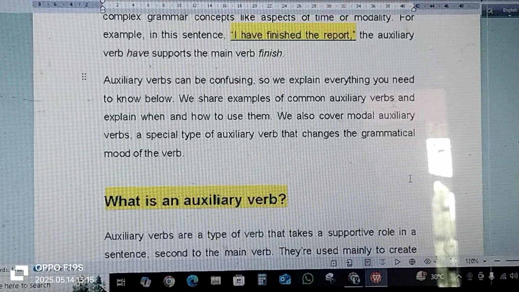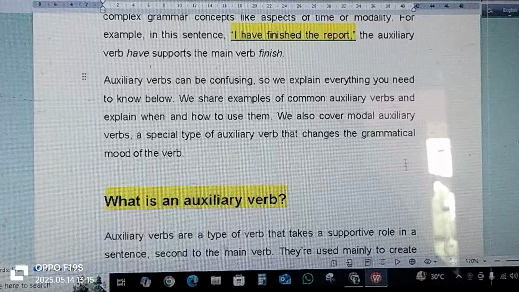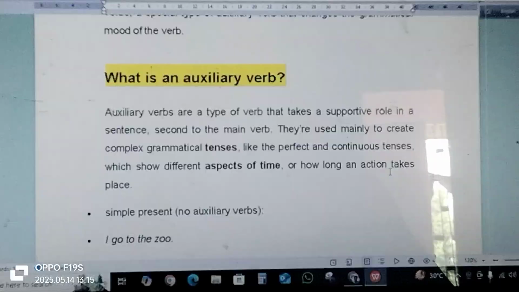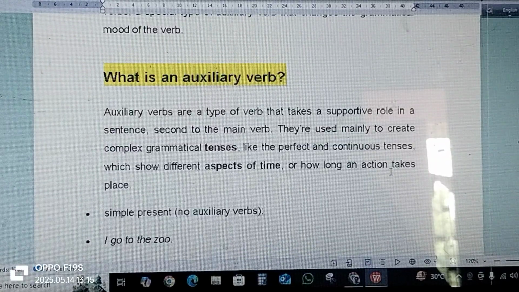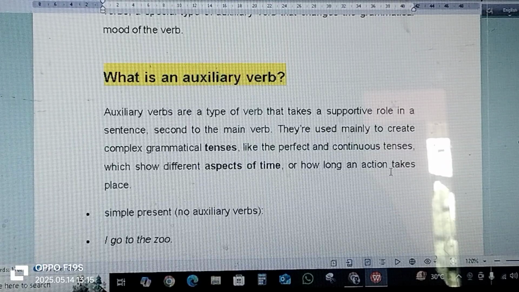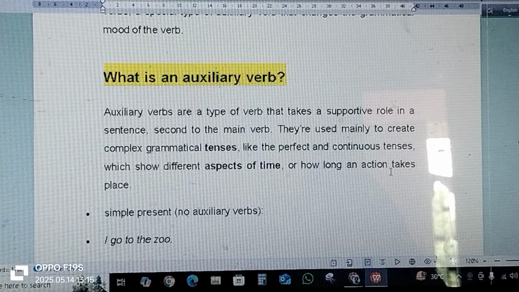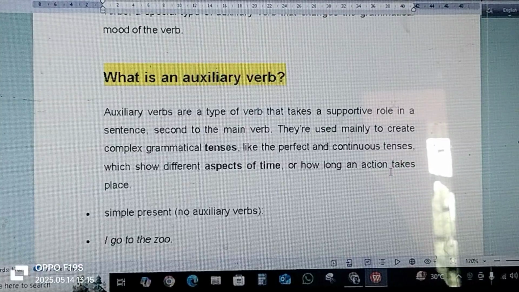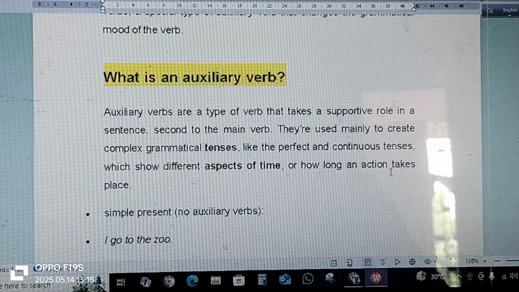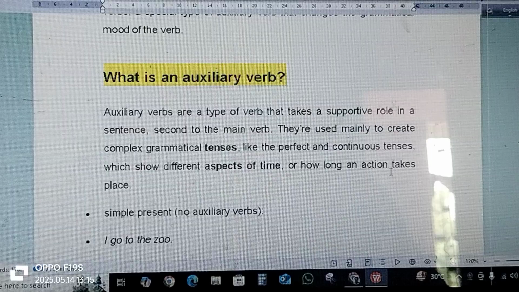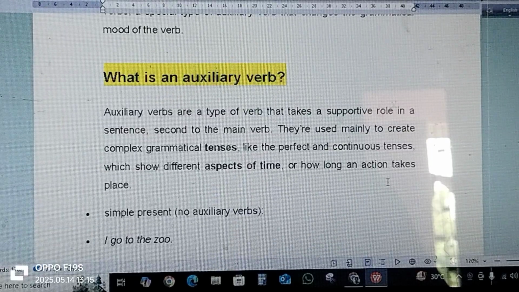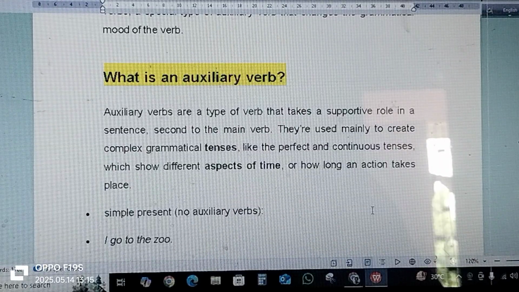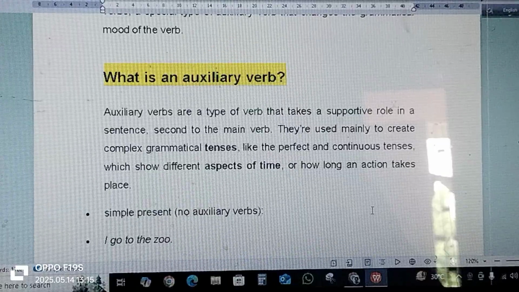So first we have to know what an auxiliary verb is, as I mentioned above. Auxiliary verbs are a type of verb that takes a supportive role in a sentence, alongside the main verb. Auxiliary verbs are verbs that have a supportive role in a sentence and are also subordinate to the main verb. They are used mainly to create complex grammatical tenses like the perfect and continuous tenses.